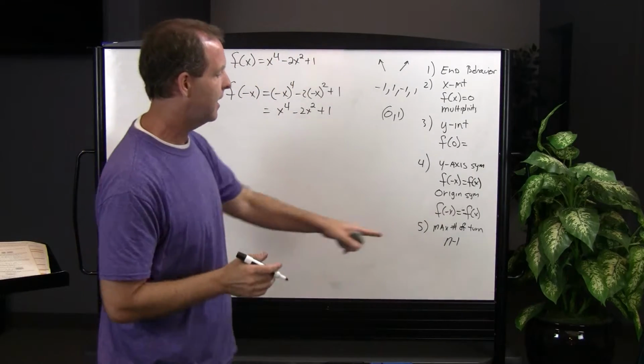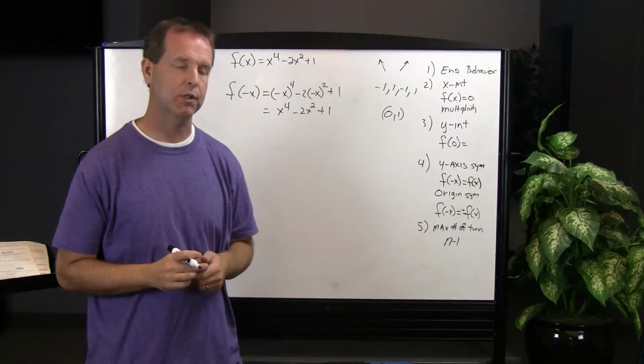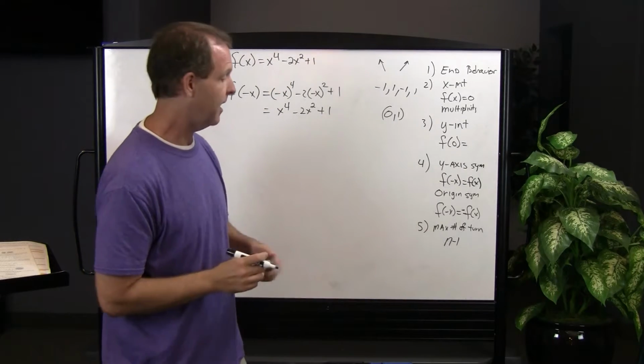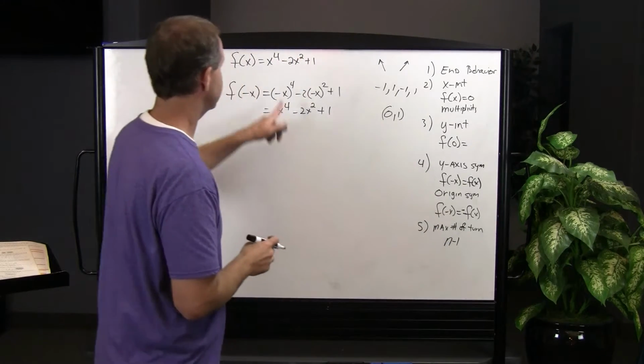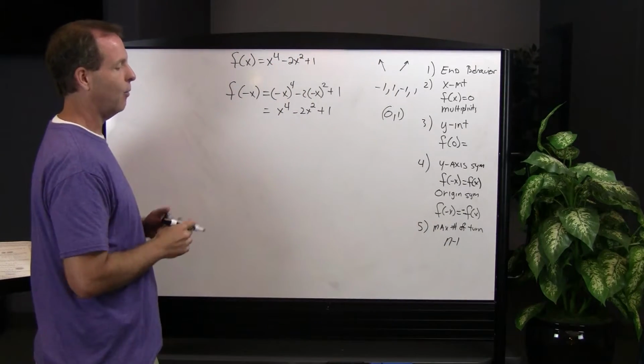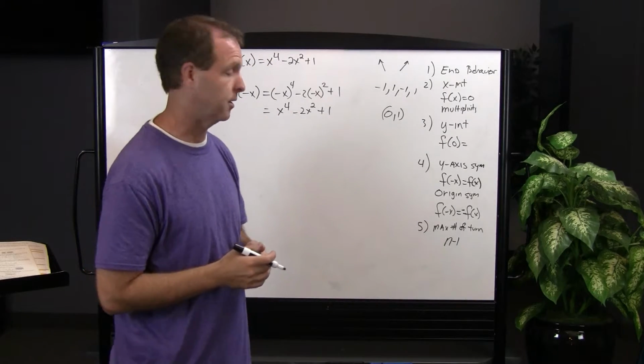And then lastly, I want to determine the maximum number of possible turns this graph has, and we determine that by its highest index minus 1. The highest index is a 4. 4 taken away by 1 is a 3. So at the most, I have 3 turns.